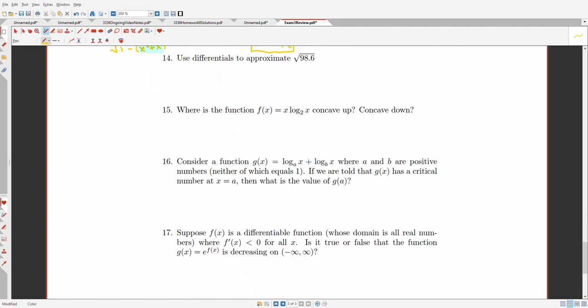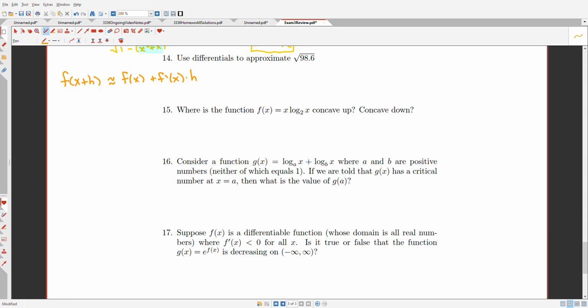Alright, number 14 asks us to use differentials to approximate a square root of a weird number. And the way to use differentials is to think of our derivative definition: f of x plus h is pretty much f of x plus f prime of x times h. So once we remember this formula, it's up to us to choose what x and x plus h are. The way I like to think about it is x needs to be something I can plug into my function and its derivative without having to use some annoying calculator.